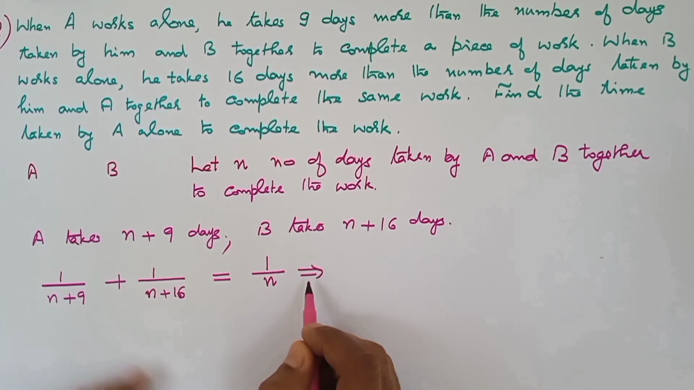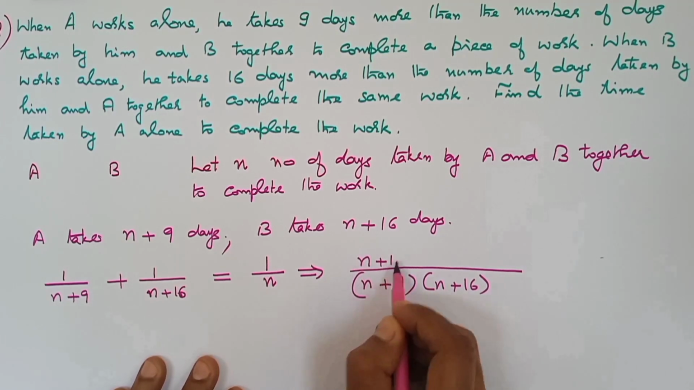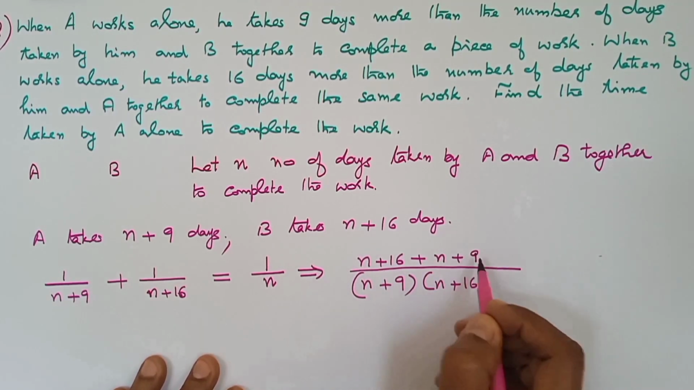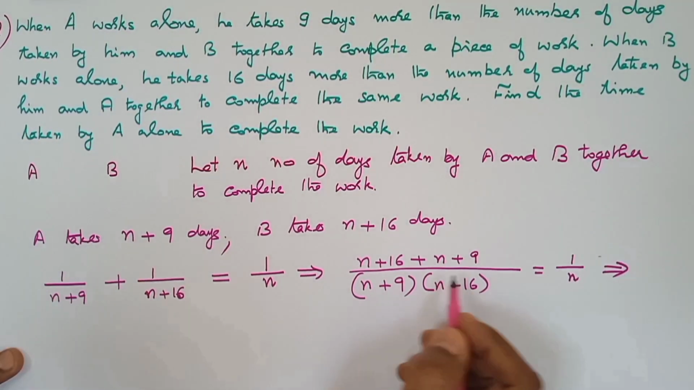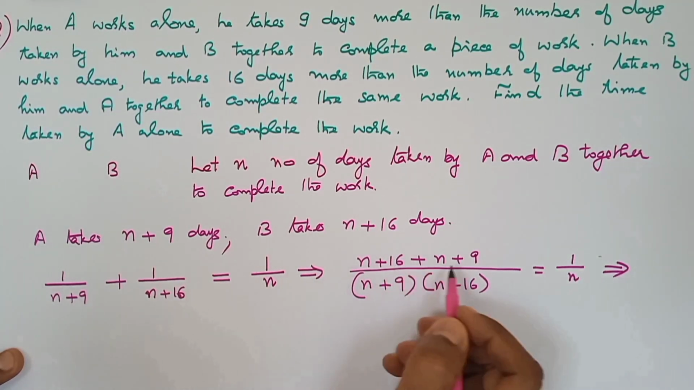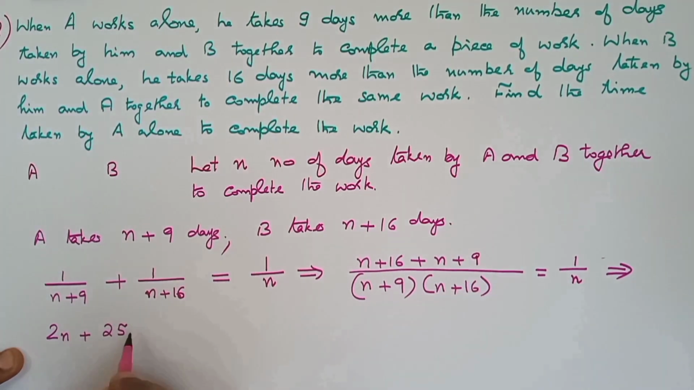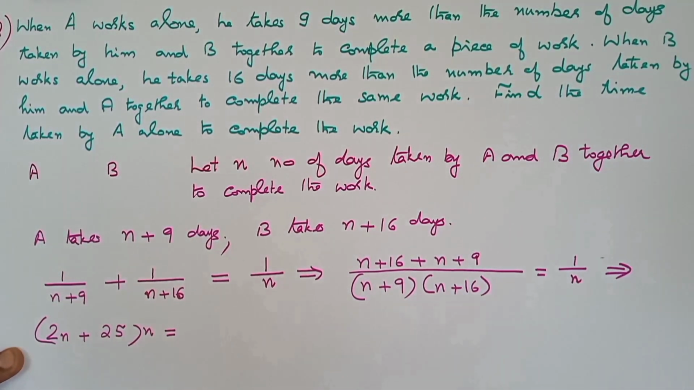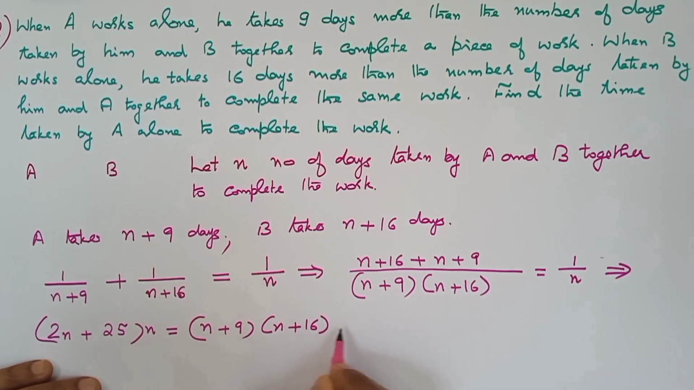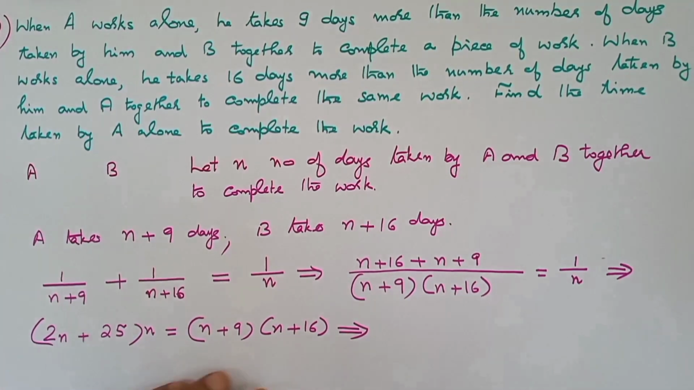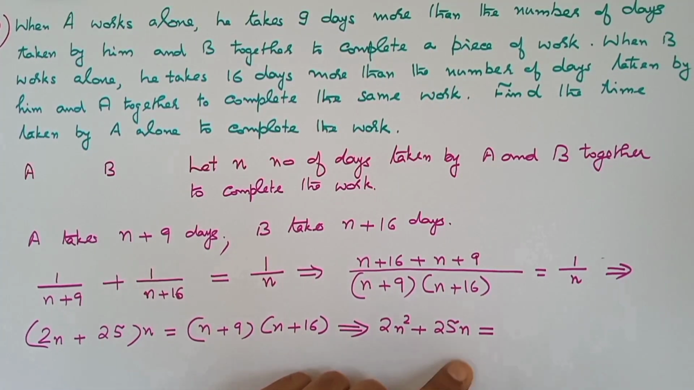So how do you simplify this? Left side, on simplifying, you get 2N plus 25 over N plus 9 into N plus 16, and the right side is 1 by 8. Cross multiply. Before that, let's simplify this expression: that is 2N, 16 plus 9, 25. While cross multiplying, N goes here, and this goes to the right side on the top. That means N plus 9 into N plus 16. That implies take N to the inside: 2N square plus 25N equals N into N square.